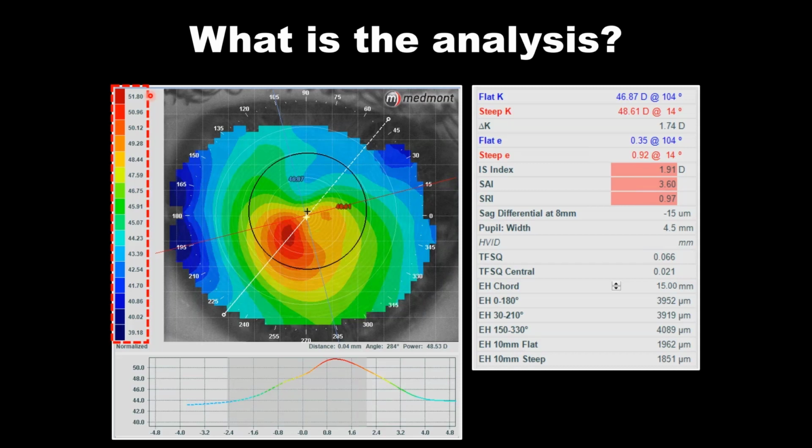Remember that you want to view these topographies in axial, with a normalized scale. If you're using tangential, the scale range is going to be much broader, and that's going to give you a false distribution of that power. Now, what else could we look at? Of course, the K readings. Here we see the flat K, about 47 diopters. So we're looking at a very steep cornea. That could very much be an indication that this is a true diseased eye.